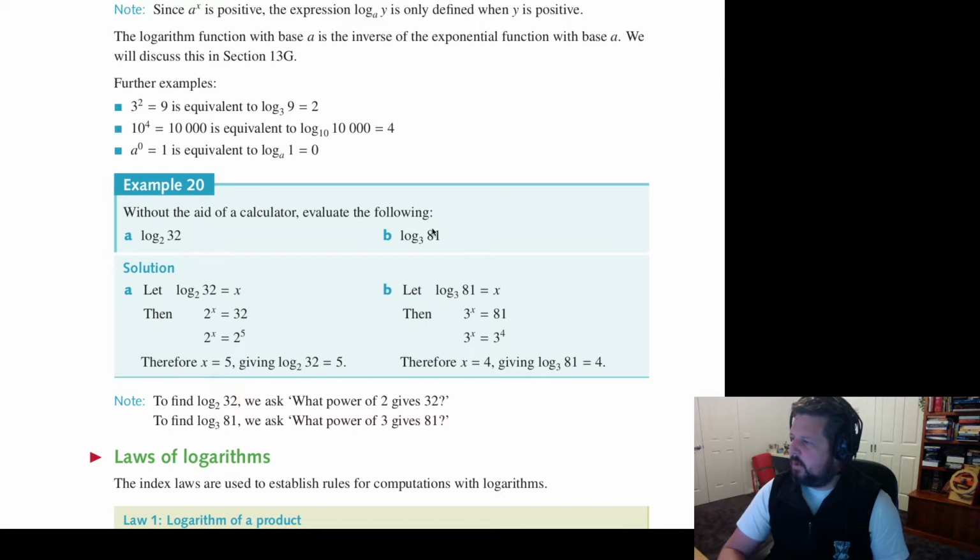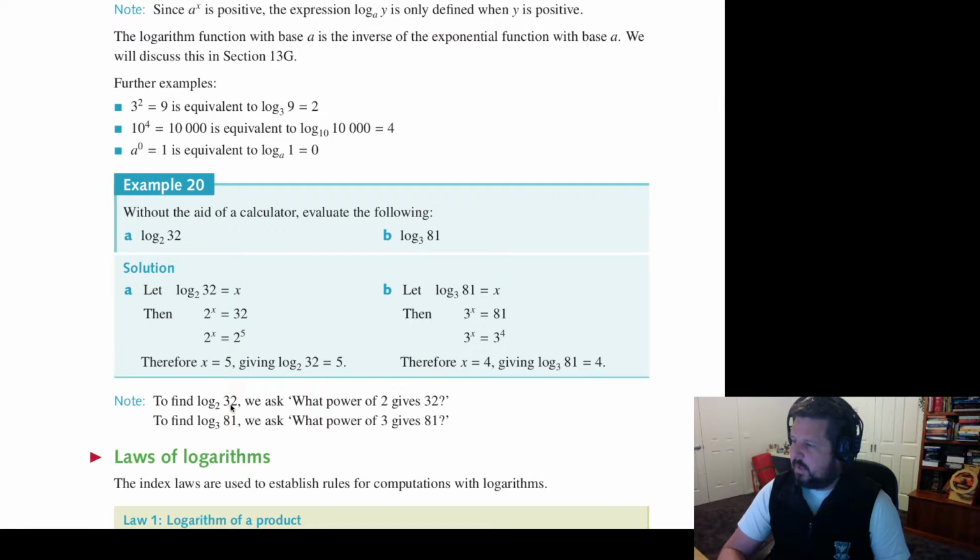Next one here, we've got log of 81 to the base 3. Putting it into the indice format, it's the same as saying 3 to the power of x is equal to 81. We're going to rewrite 81 with the base 3. So 81 is the same as 3 to the power of 4. Evaluating the indices here, x is equal to 4.